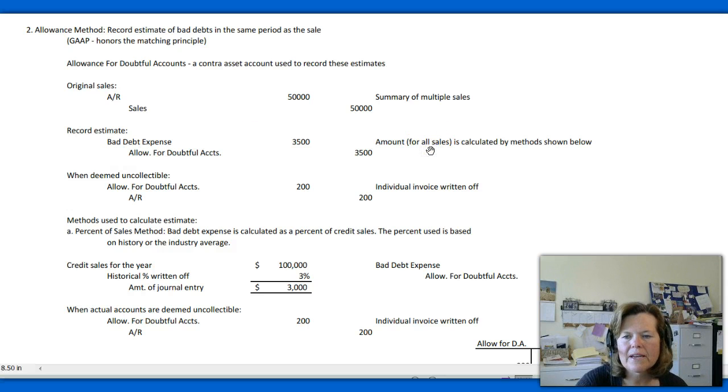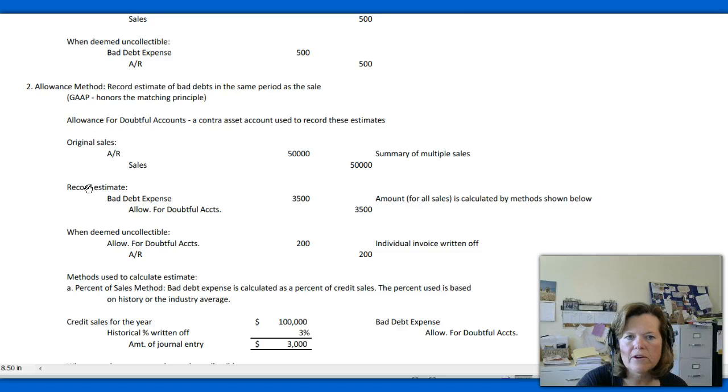And again, this would be an estimate for all of our accounts receivable, so not just for a specific invoice. This would be an estimate based on all of our sales or accounts receivable. Then when we determine that an individual account is deemed uncollectible, we debit allowance for doubtful accounts and credit AR. So that would be the initial account.